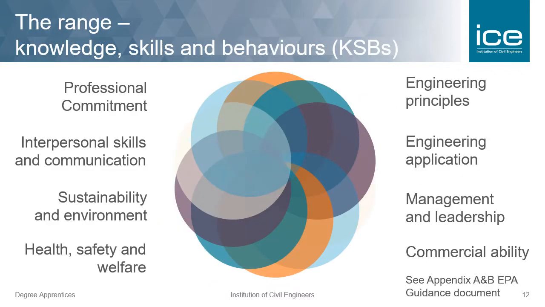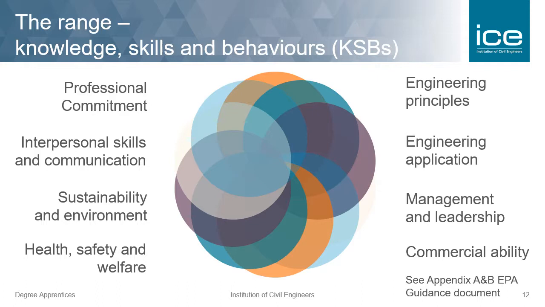Your apprenticeship has been built around a series of knowledge, skills and behaviours. You can find what these are in the appendices of your EPA guidance document. Throughout your apprenticeship, your training provider and your employer will be tracking your progress against them. When they feel that you're ready, you'll be put forward to your EPA, and at the EPA, your assessors will be assessing you against all of these KSBs.